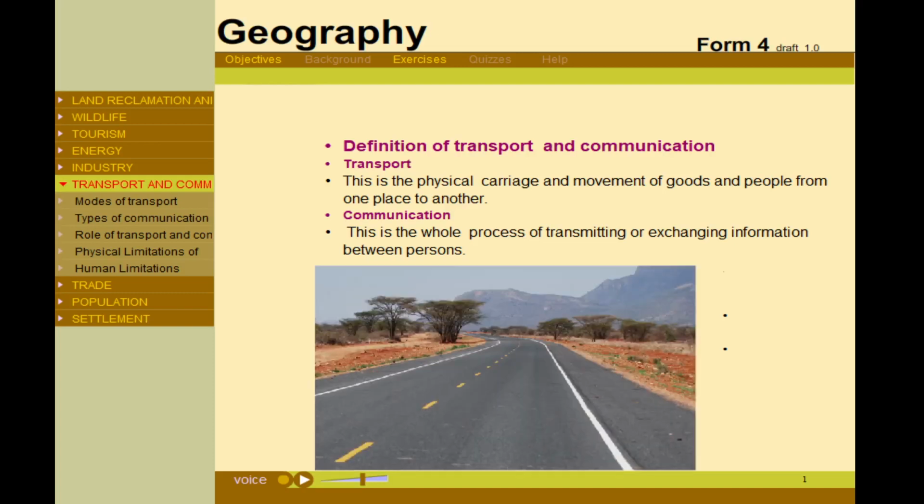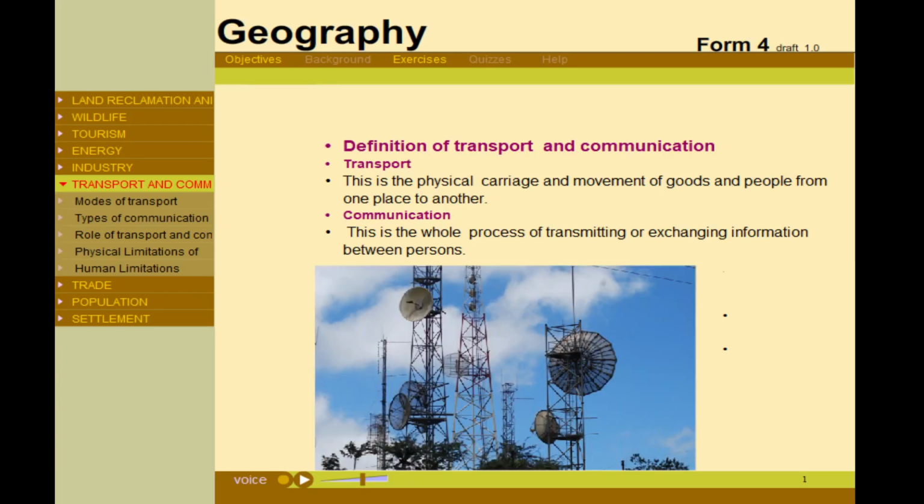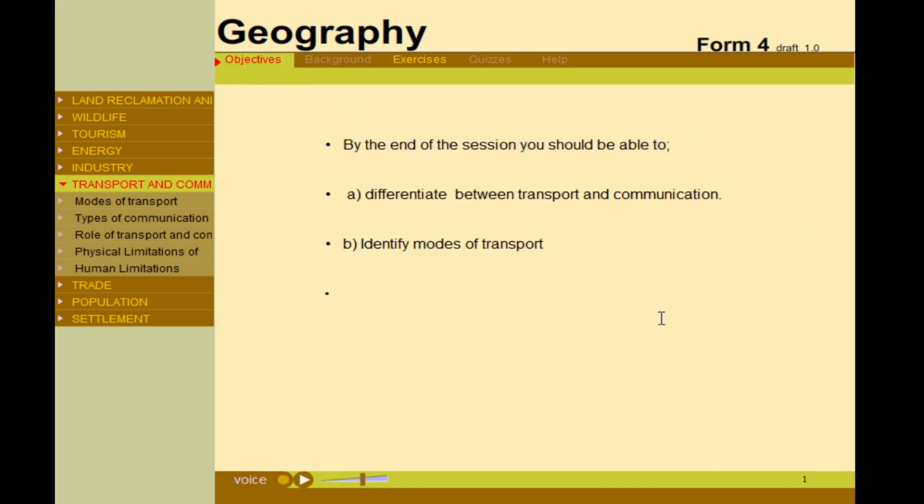Welcome to the topic Transport and Communication. Transport. This is the physical carriage and movement of goods and people from one place to another. Communication, on the other hand, is the whole process of transmitting or exchanging information between persons. By the end of the session, you should be able to differentiate between transport and communication.